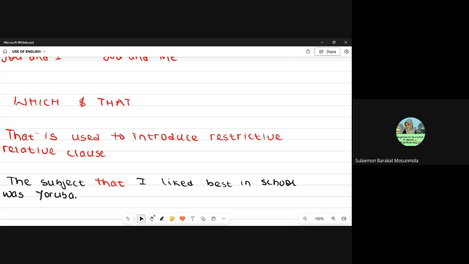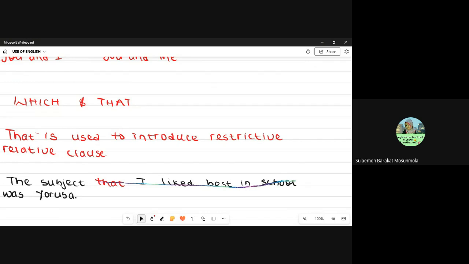Now, I said that for a restrictive clause, when you remove it from a sentence, it is going to change the meaning of that sentence. Let's try that. Let's assume I don't have "that I liked best in school" as additional information here. The only thing I have left is "the subject was Yoruba." If I just tell you the subject was Yoruba, you'll be like, what are you saying? Please repeat the sentence, make the sentence complete. You can see that the removal of "that I liked best in school" changed the sentence totally.